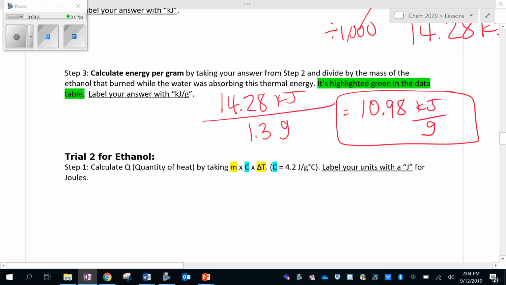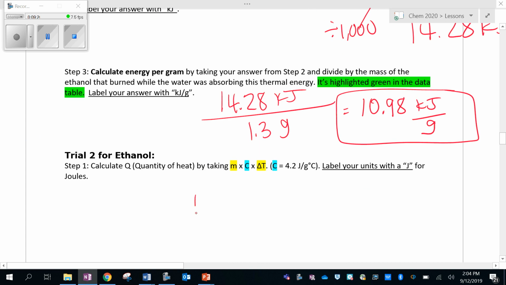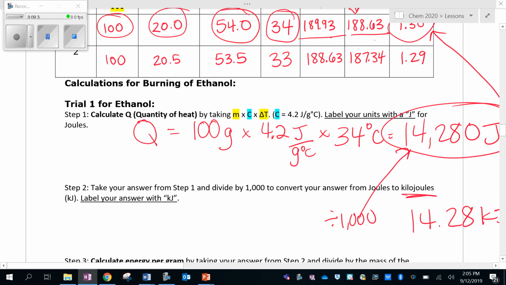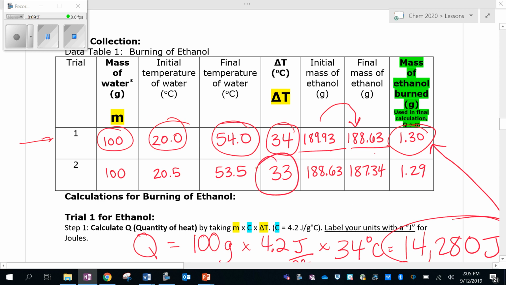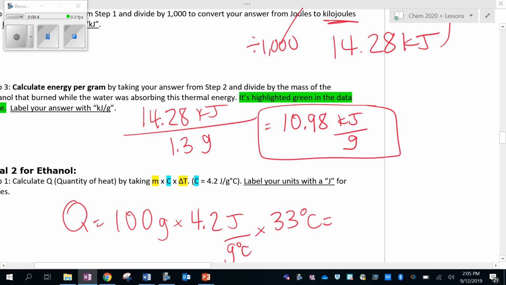But let's look at the second trial. So we're going to do this again. Take the mass of the water again, times the specific heat, times the change in temperature for trial 2, which was 33 this time. And I should put Q at the start. And when I do that, I get 13,860 joules.